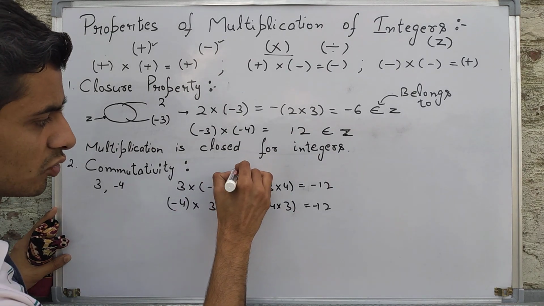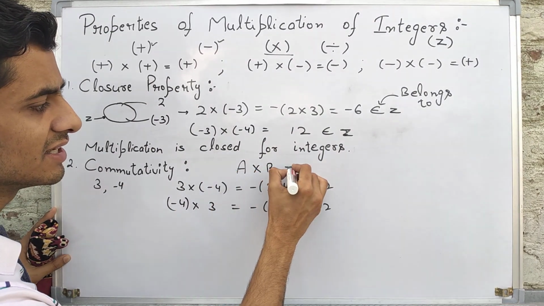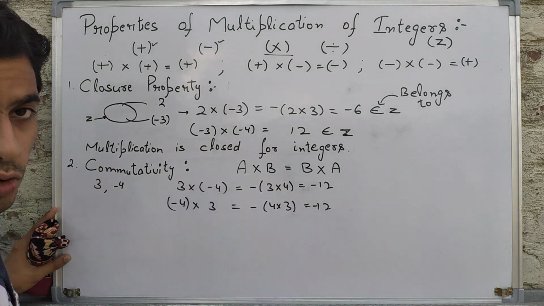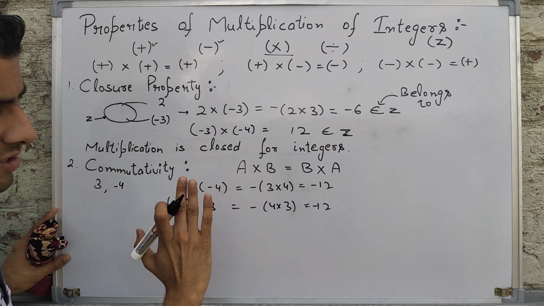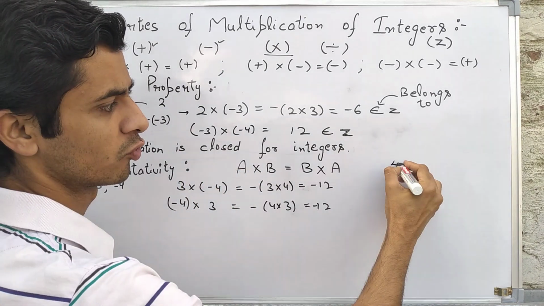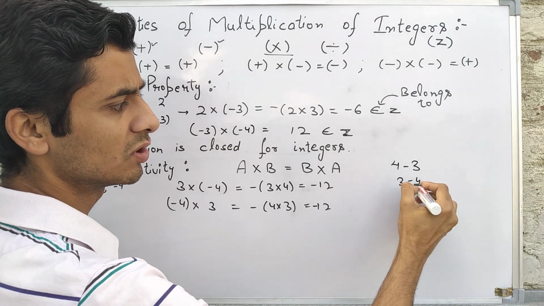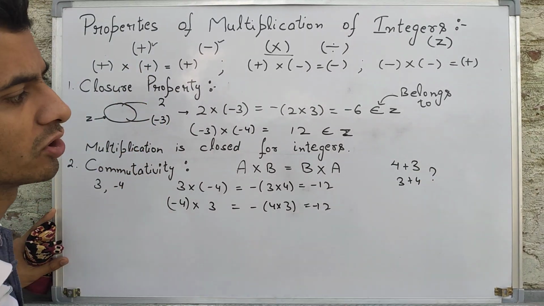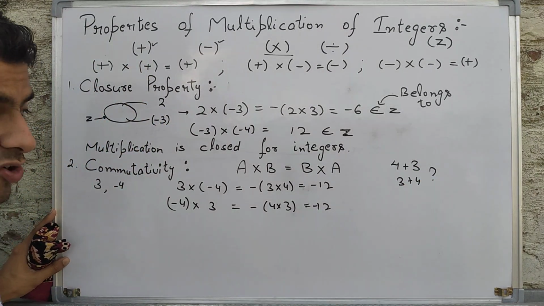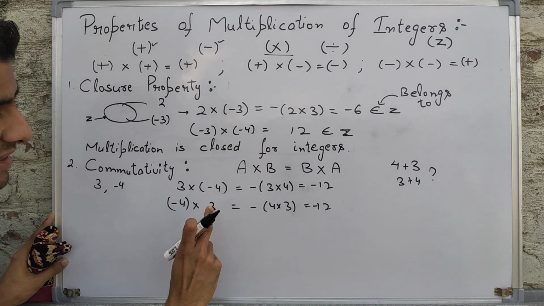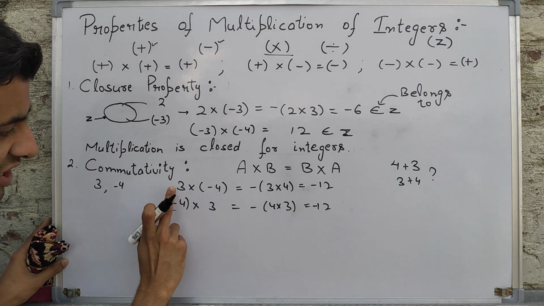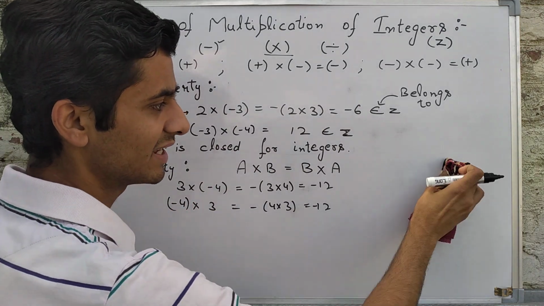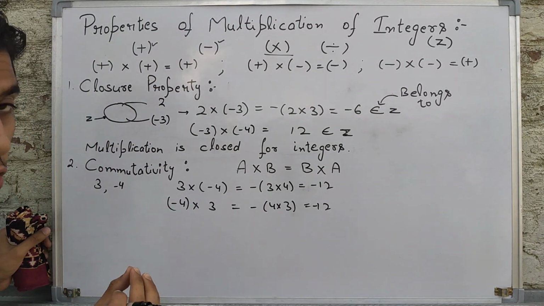So how can you denote it? A into B is equal to B into A. This property can be used further. If you want to subtract, suppose 4 minus 3, is it equal to 3 minus 4? No. But if you want to add 4 plus 3, or you do 3 plus 4, it doesn't matter. Similarly, now you know for multiplication of integers as well, that whether you multiply 3 times -4 or -4 times 3, the result would be the same. We can multiply in any order. So this property is called commutativity.